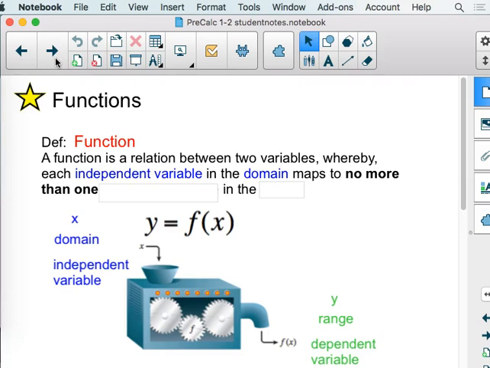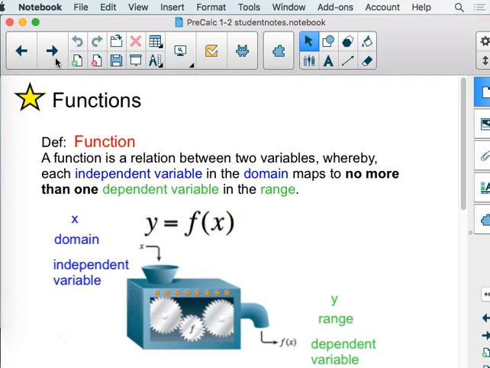However, once you put those into the function, the function determines what comes out. So the dependent variables are the range. Your independent is your x's, your inputs, and your domain. Different names for different uses. And then your dependent variable is what's coming out of there. So it's the range, it's the y's.